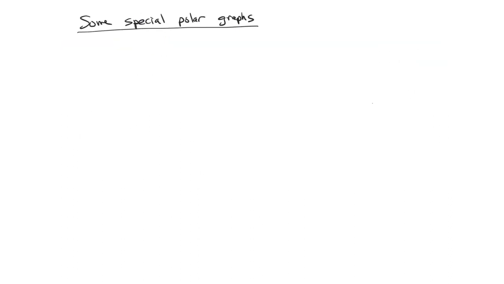So now let's take a look at some special polar graphs. Okay, example number 1 is r equals 4. So when you see something like r equals 4, what it's basically saying is it doesn't matter what theta is, r is always going to be 4. So let me get this plotted out here. If theta is pi over 4, r is still 4. Theta could be 0, r is 4.